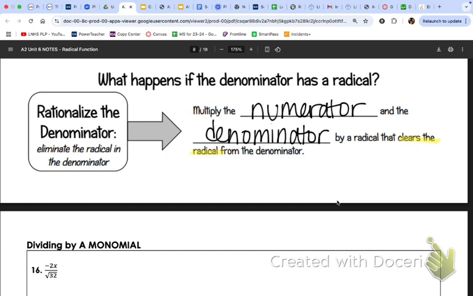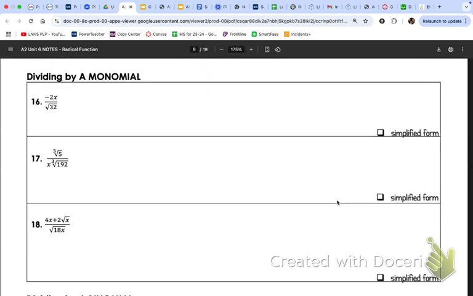So if you look at what we just did, we were like, okay, if I had 7 to the first, I need one more. So when I multiply that, it got me 7. It got rid of the radical in the denominator. We're going to do 2 more here. If you want to flip to the next page, we'll do 16, 17, and then we'll save 18 for tomorrow, okay?